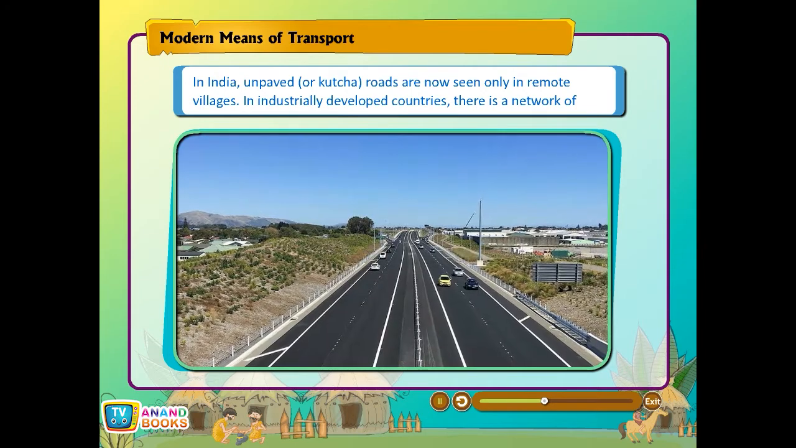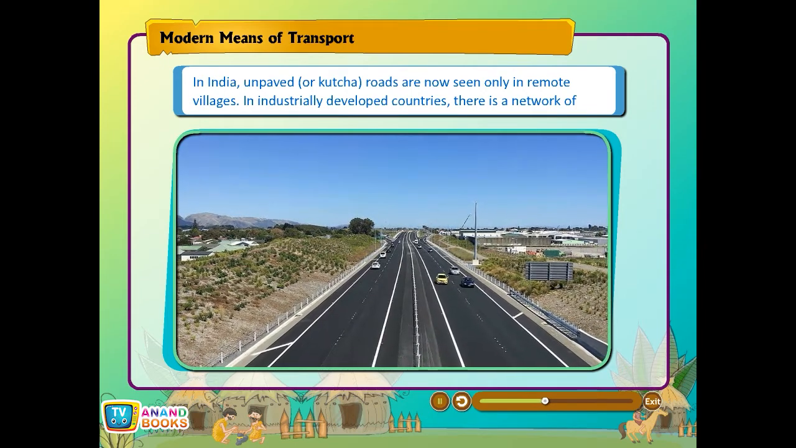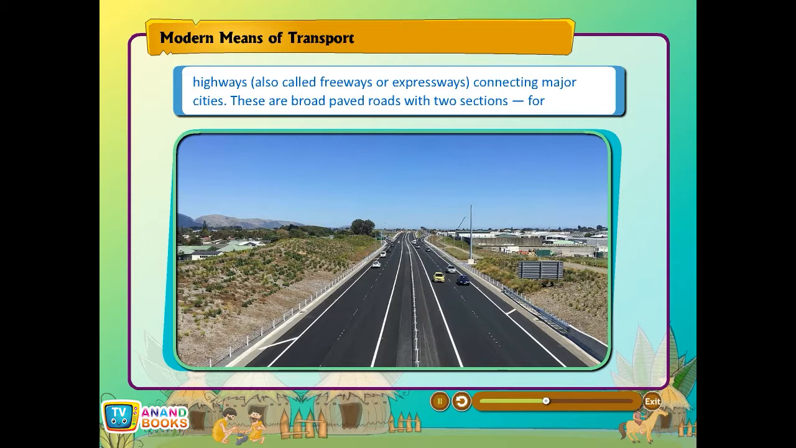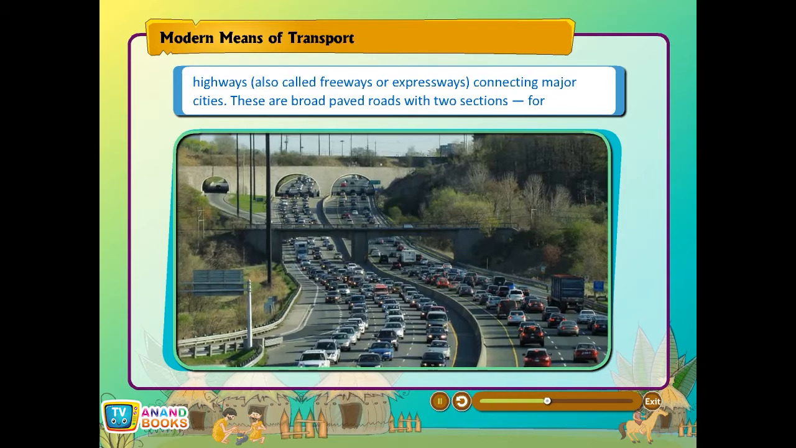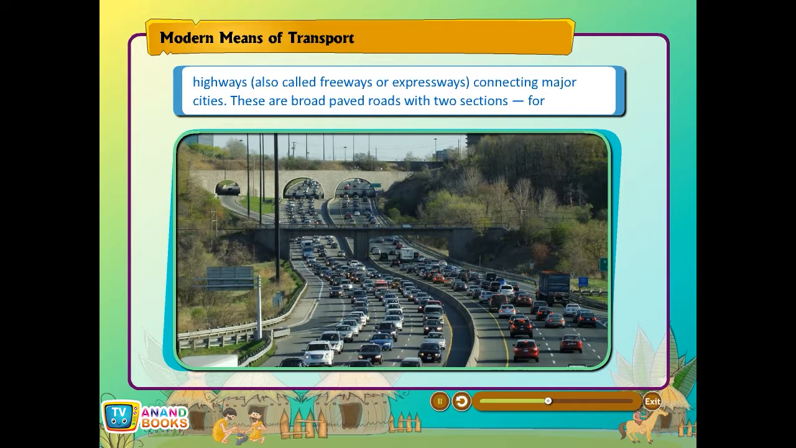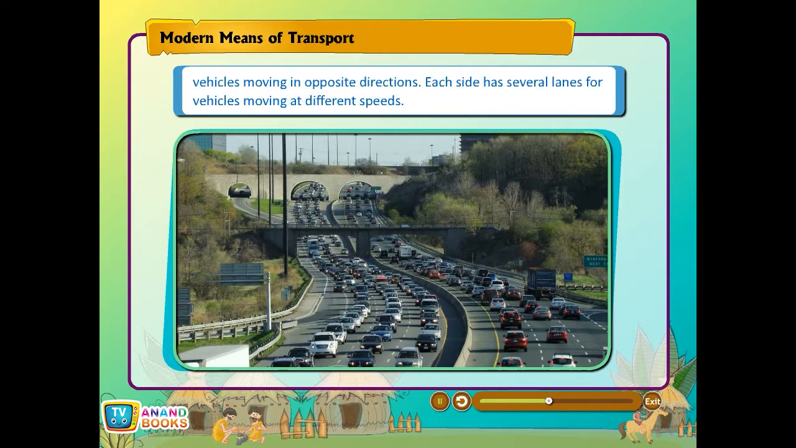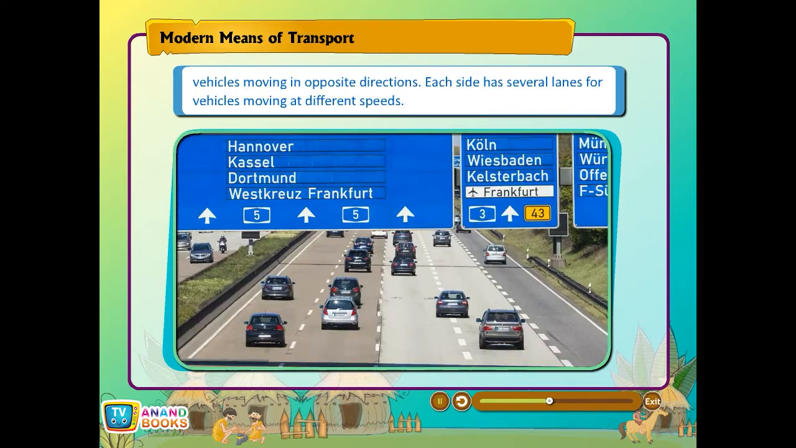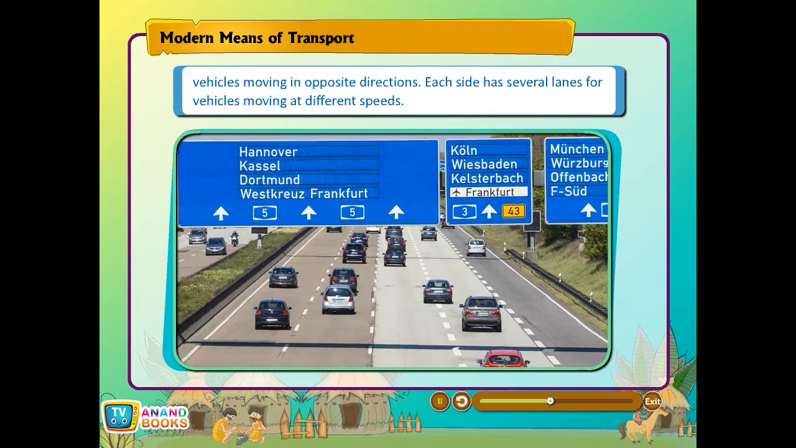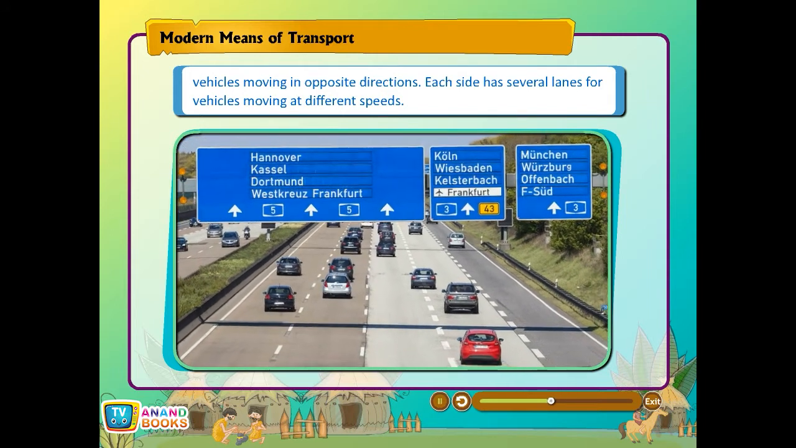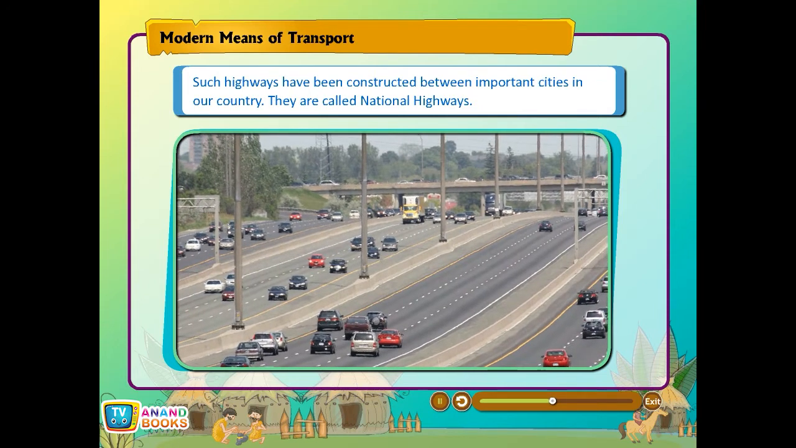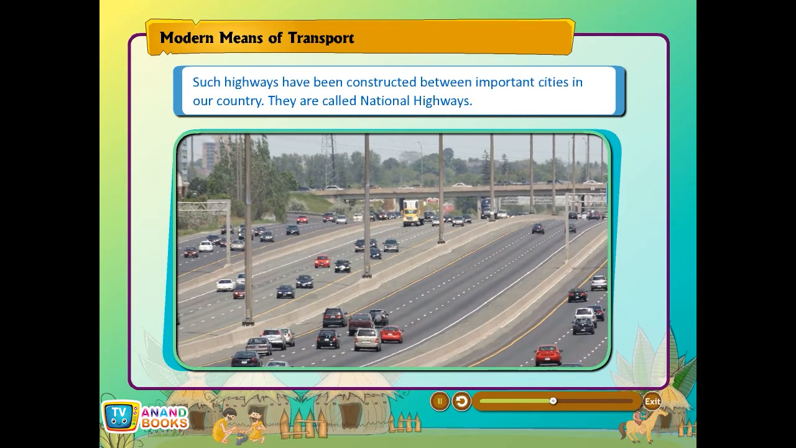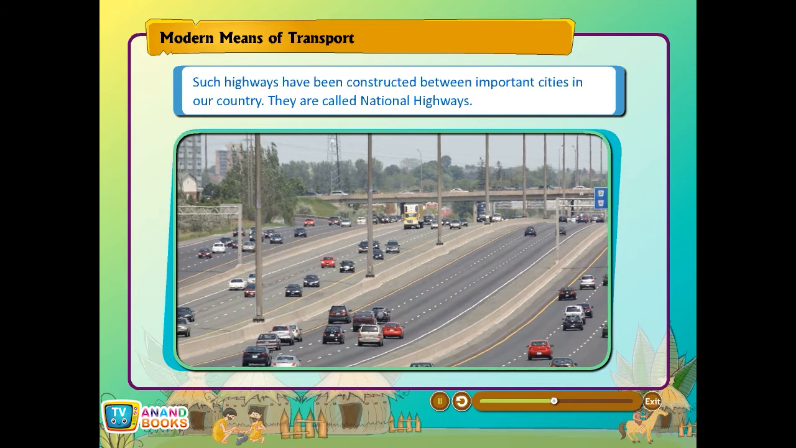In industrially developed countries, there is a network of highways, also called freeways or expressways, connecting major cities. These are broad paved roads with two sections for vehicles moving in opposite directions. Each side has several lanes for vehicles moving at different speeds. Such highways have been constructed between important cities in our country. They are called national highways.